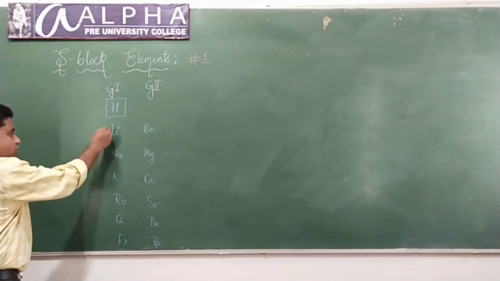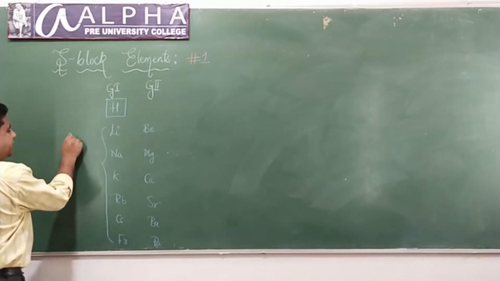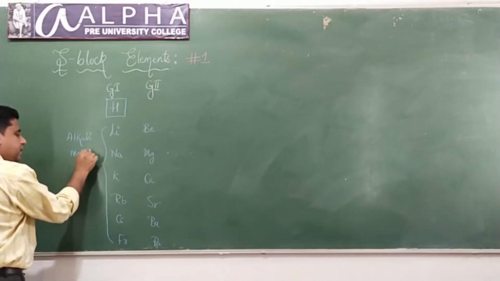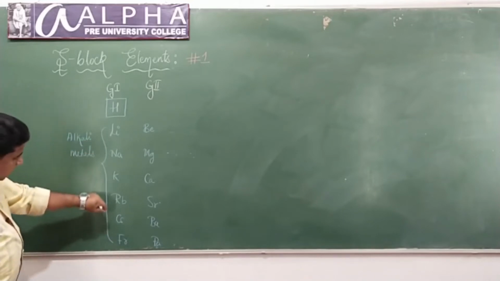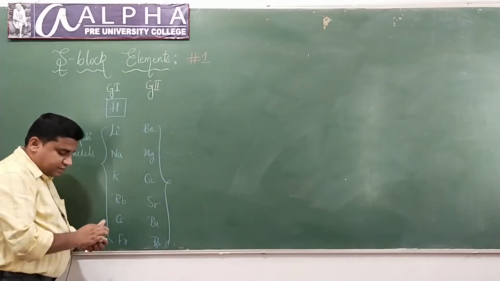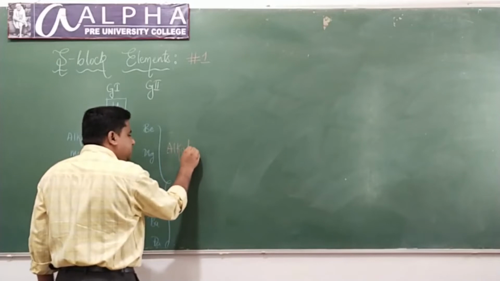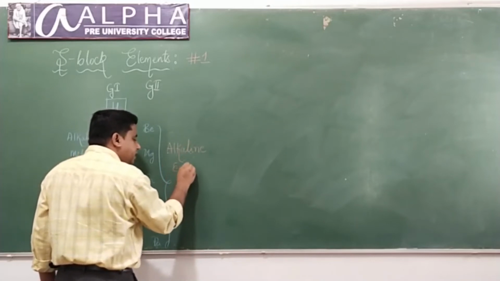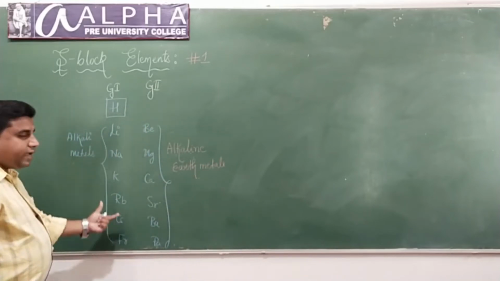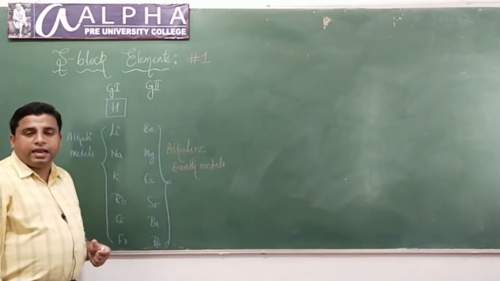See, we know group 1 elements are called alkali metals. Group 1 elements are called what? Alkali metals, whereas group 2 elements are called alkaline earth metals. Are you getting my point? So group 1 elements are called alkali metals, and group 2, from beryllium to radium, are called alkaline earth metals.